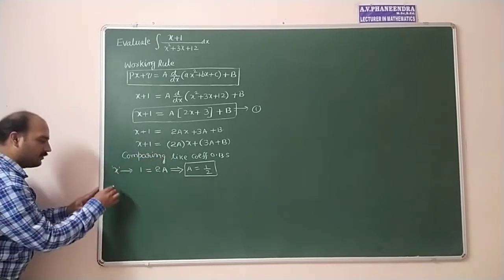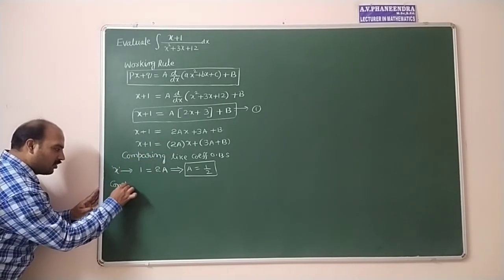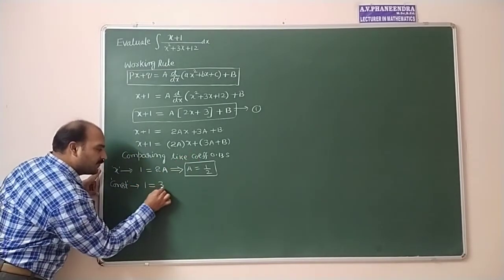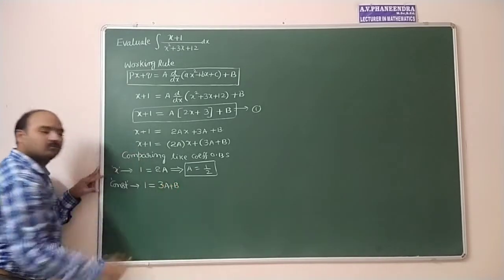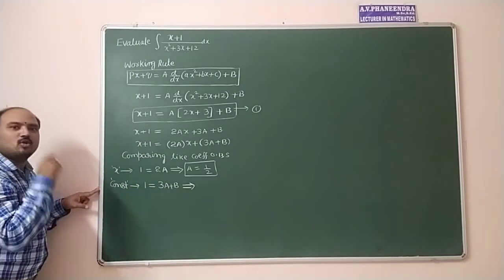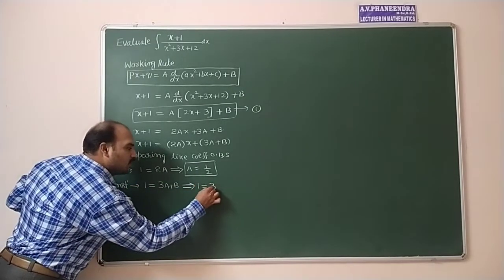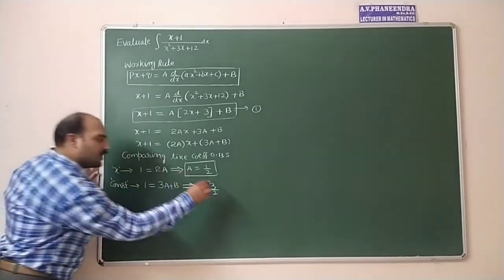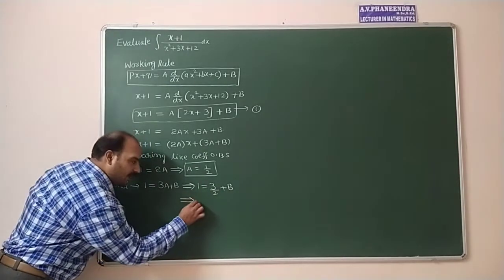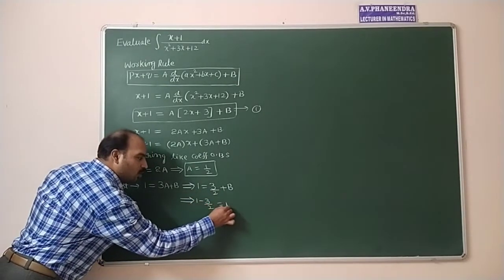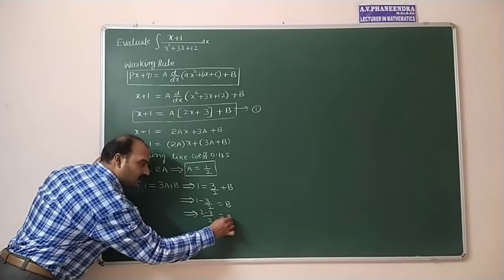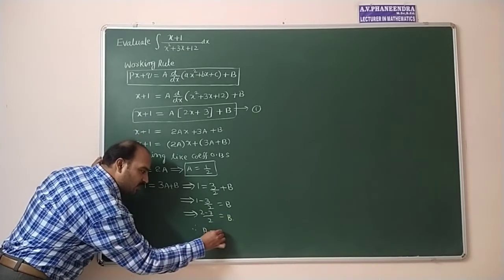Now comparing constant terms. 1 is equal to 3A plus B. That implies substitute the A value in this and get the value of B. 1 is equal to 3 into 1 by 2, 3 by 2, plus B. That implies 3 by 2 we can take this side, 1 minus 3 by 2 is equal to B. That implies take LCM here, 2 minus 3. So therefore B is equal to minus 1 by 2.